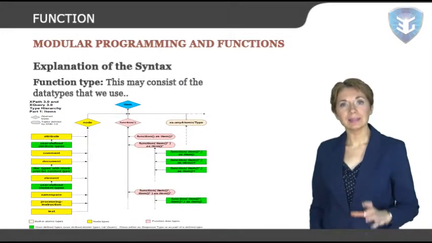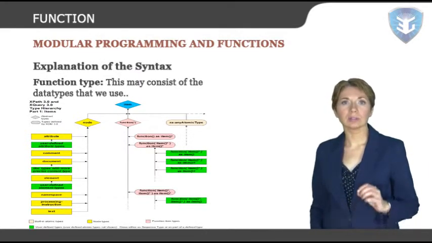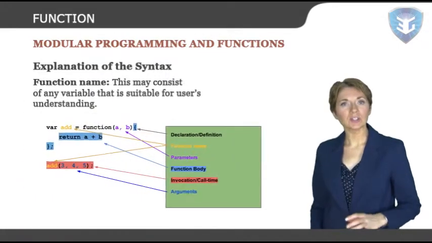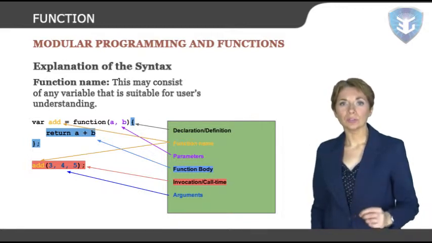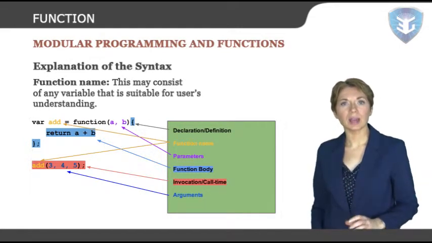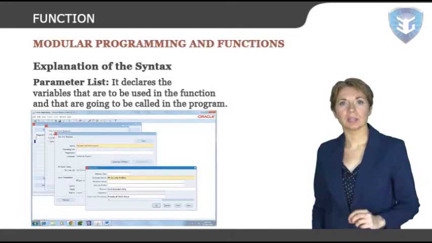Function type. This may consist of the data types that we use, for example float, int, double, whatever according to your needs. Function name. This may consist of any variable name that is suitable for a user's understanding. For example, if you have made a user-defined function for factorial, then use fact, and if for simple multiplication, then mul. Parameter list. It declares the variables that are to be used in the function and that are going to be called in the program.